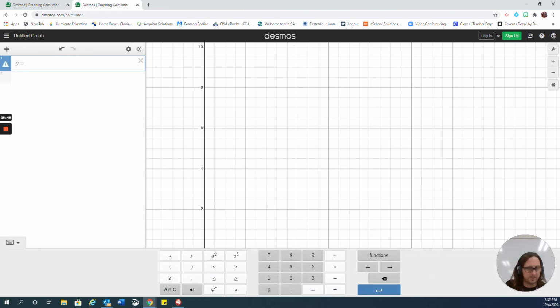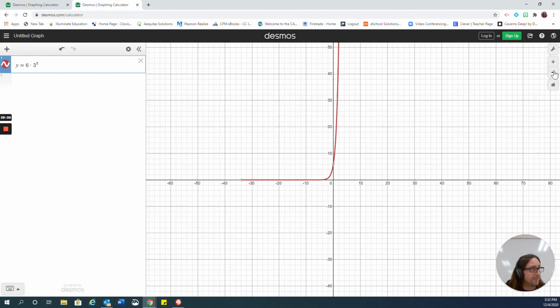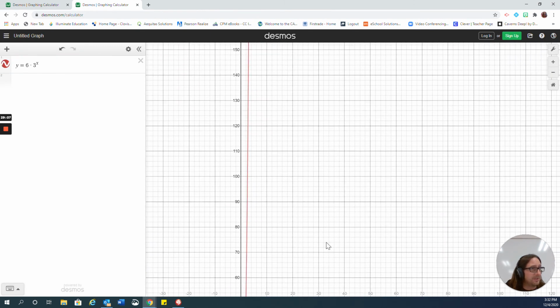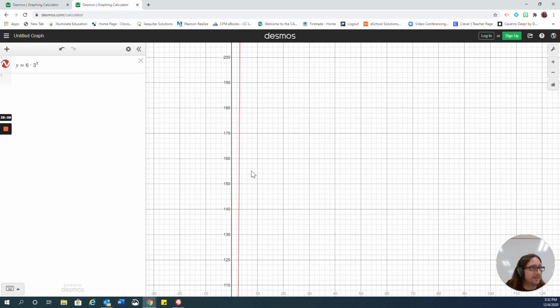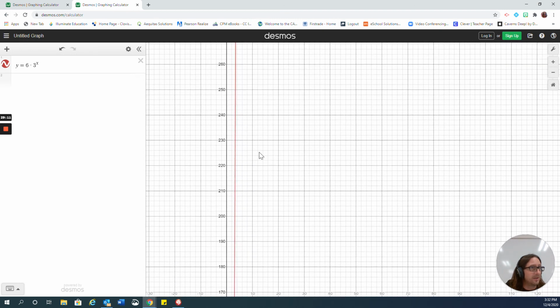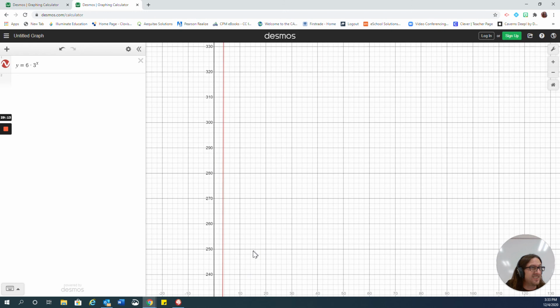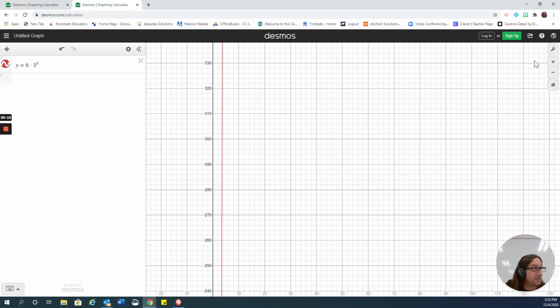We're going to do 6 times 3 to the x power, 3 to the x. All right, so we said we wanted the y value to be 318. Oh, goodness, that's way up there. Let's zoom out a little bit. All right, so we want it to be 318. There's 200. There's 300. Let me zoom in a little bit right here.